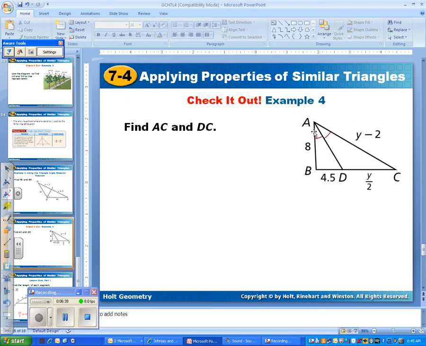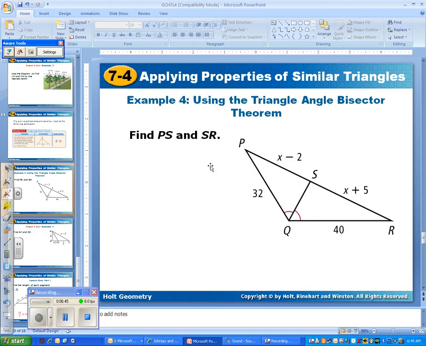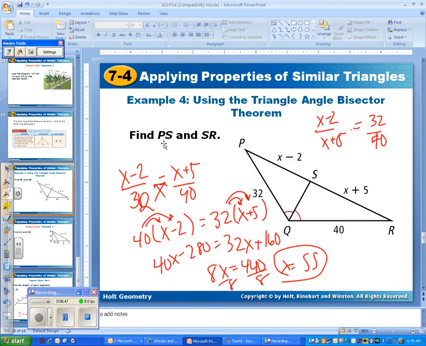Okay, and then the last one, AC and DC. Oh, wait, did I figure out? Oh, sorry, we didn't finish this question, huh? I solved for x. Was I done? No, go back and find out what PS and S are. So if you plug this in, 55 minus 2, this would be 53. And 55 plus 5, this one would be 60. So this is your final answer. Now you can do your happy dance.